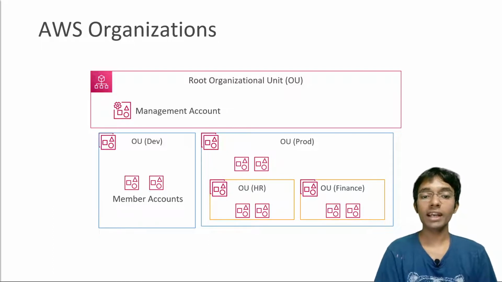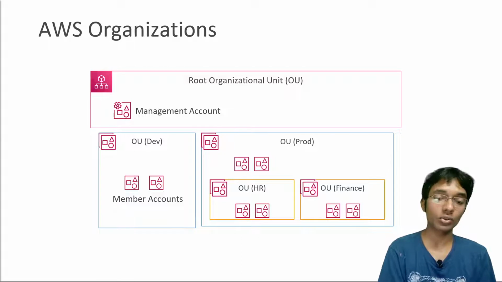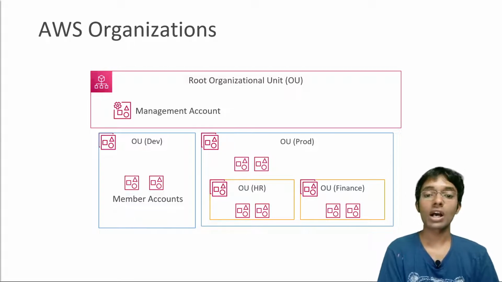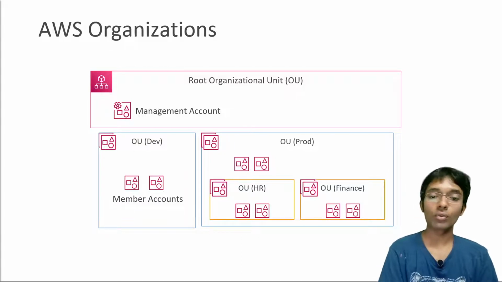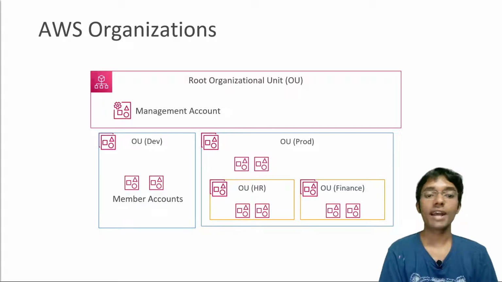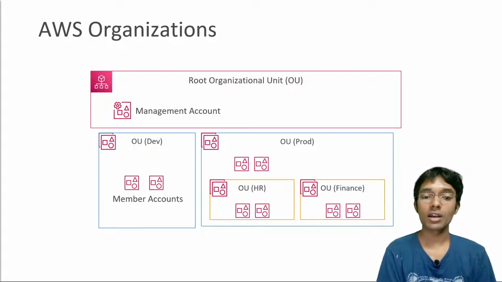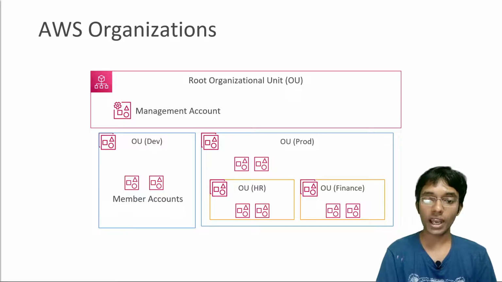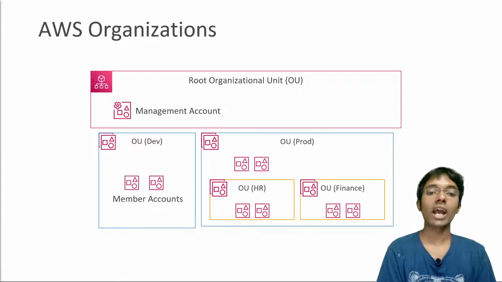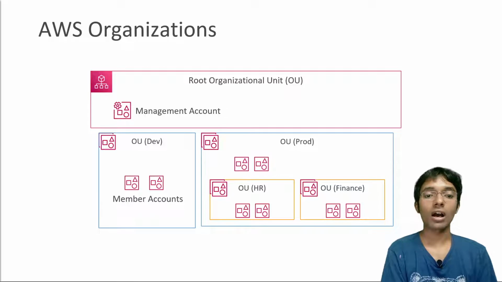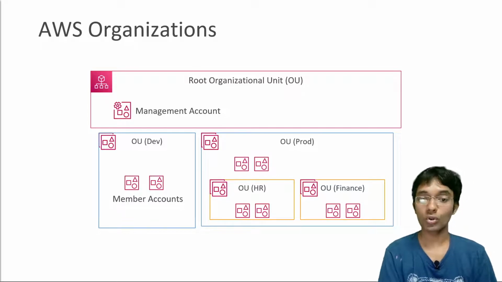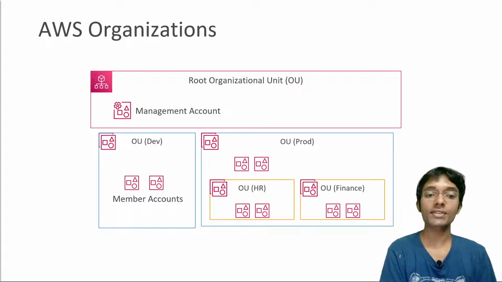So we can have an organizational unit for the dev environment, we can have an OU for the production environment, as well as some other member accounts, and we can have organizational units within organizational units. So it's very possible to have an HR organizational unit within the production organizational unit, which is by the way within the root organizational unit. So you could have HR or finance and so on.